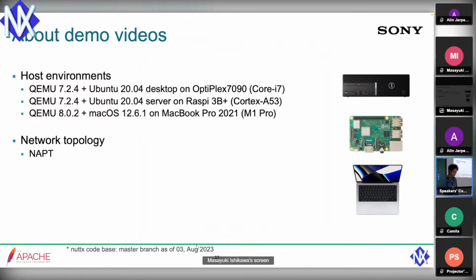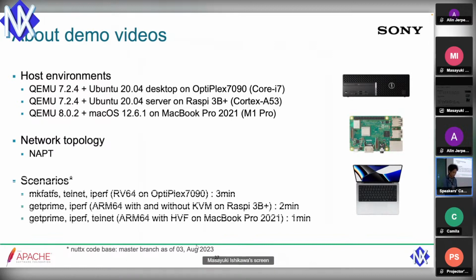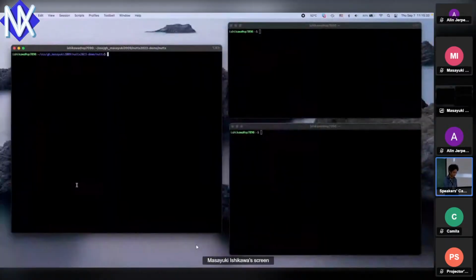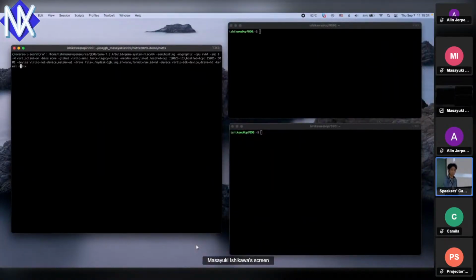Regarding the network topology, I use NAPT, network address and port translation mode. And as for the demo scenarios, I chose the following command for each. Here, FATFS creates a FAT file system on NuttX. Okay, let me start the first demo.